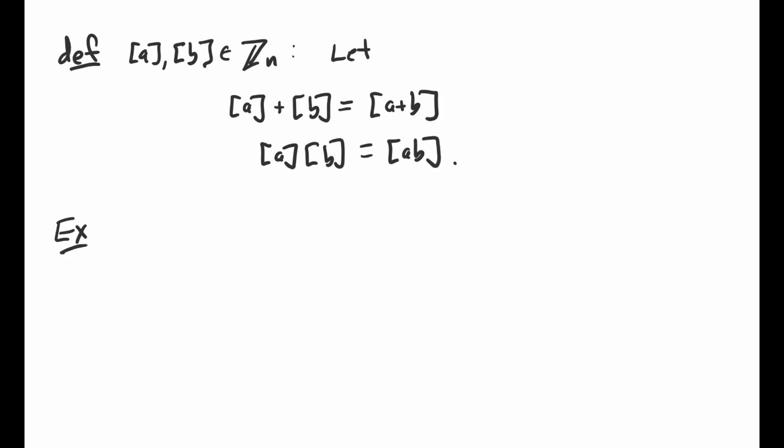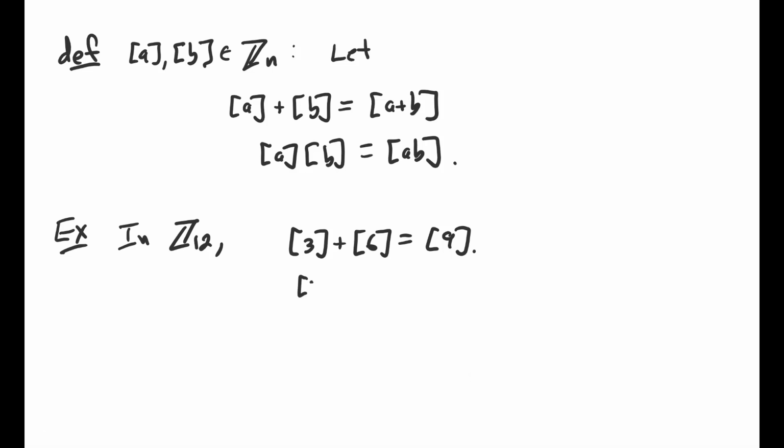For example, let's work mod 12 here. By our definition, the congruence class of 3 plus the congruence class of 6 is defined to be the congruence class of 3 plus 6, which just means 9. Now, we can also write this congruence class for 3 in different ways. For example, 3 is the same as 15, because they differ by 12. But if I take 15, its congruence class, and add it to 6, I get 21.